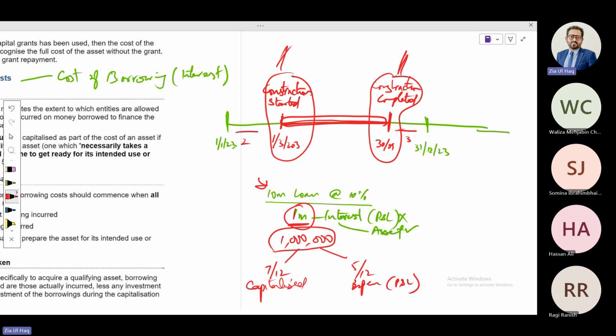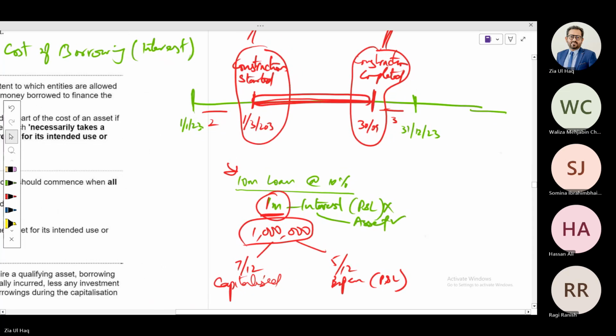Borrowing cost, meaning interest, normally we need to record as expense in the profit and loss account. But if it is relating to the asset, meaning we use the loan in asset construction, then the loan interest relating to that asset part should be capitalized in the asset cost. Can you understand this concept? Okay, one concept. Now moving towards another concept.